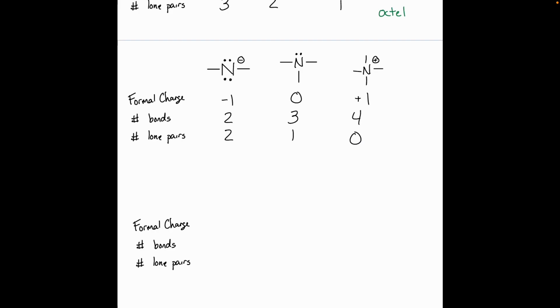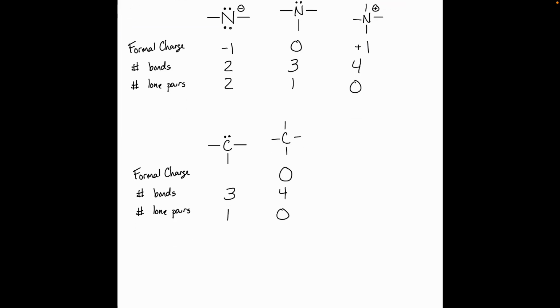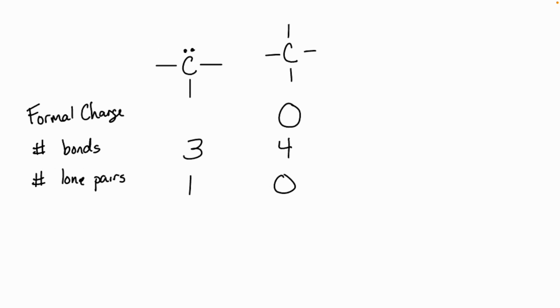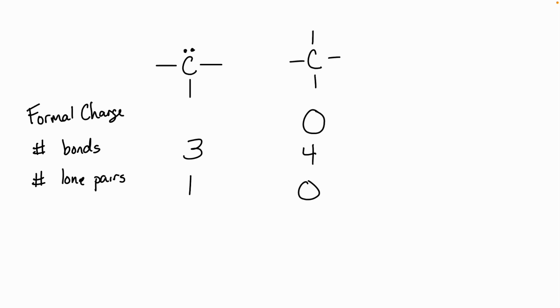All right, so first of all, if we draw carbon with a formal charge of 0, that's 4 bonds and no lone pairs. If we go down in bonds and up in lone pairs, what would we expect our formal charge to be? Is it going to go up or down? It's going to go down. So this would be a carbon with a -1 charge.